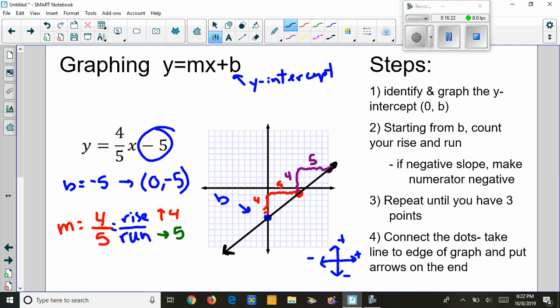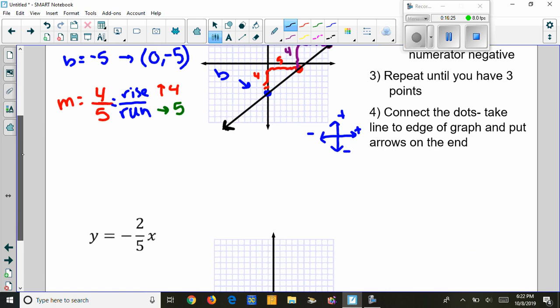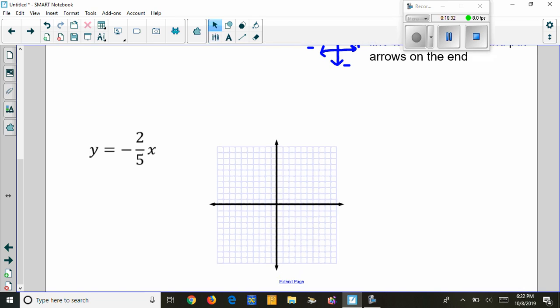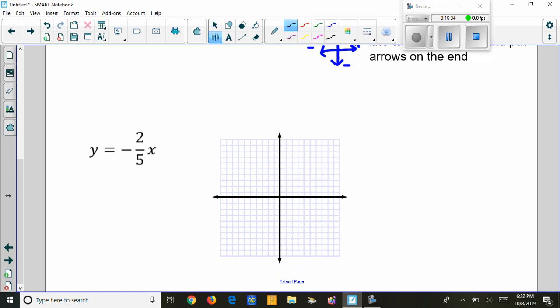Let's look at a second example of this. y equals negative 2/5 x. First, we're going to find our y-intercept. Now there's a problem. There's nothing at the end of my equation. When there's nothing written there, that means there is a plus 0. That means my b is 0, so I need to put my first point at the origin.